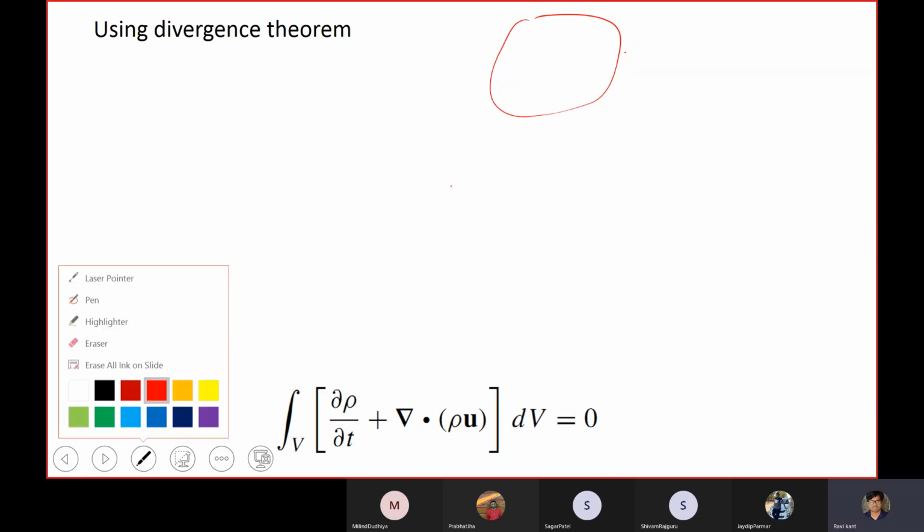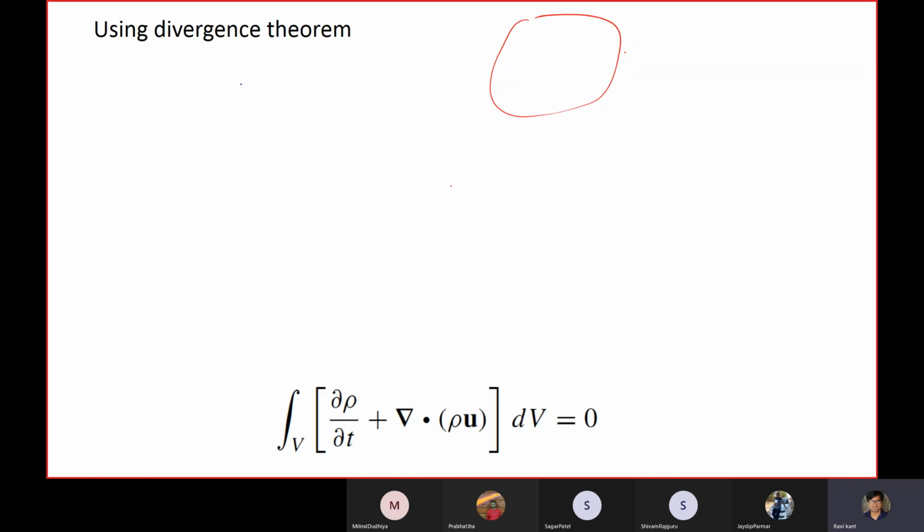Okay, fine. ∂ρ/∂t dV is equal to the surface integral of ρu · dA. Okay, and this can be written using the Gauss divergence theorem. You remember? So you are going to relate your surface integral with some volume integral.